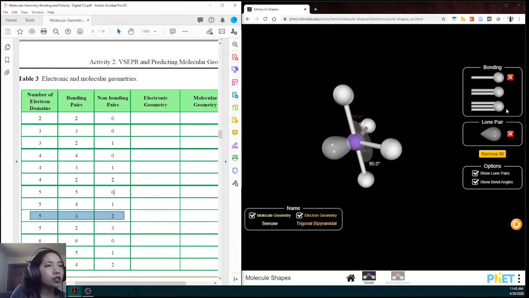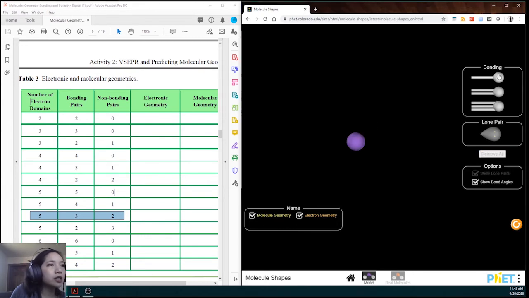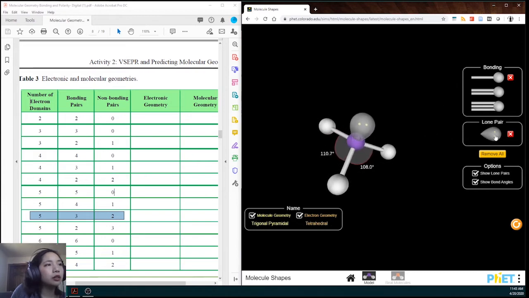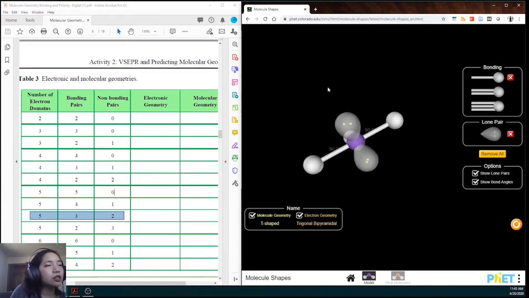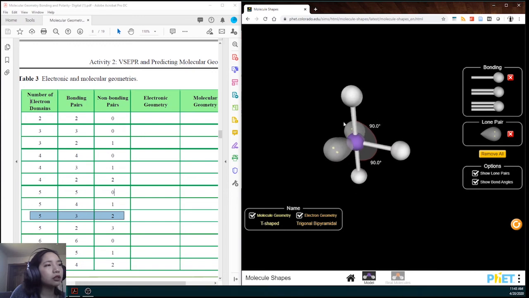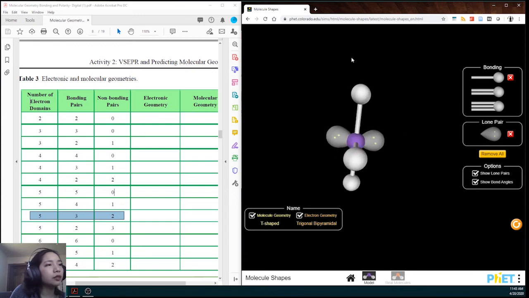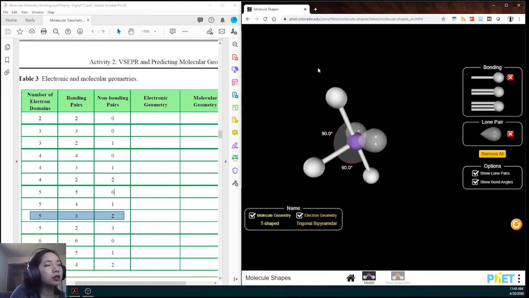Okay. And then next we're still in 5 electron domains, but we want 3 bonding pairs, 1, 2, 3, and 2 lone pairs. So 1, 2. I think it's so cute how it rearranges itself. All right, there are our lone pairs. I can get rid of the lone pairs, and so you can really see the molecular geometry if I remove those lone pairs, and you can see how those lone pairs influence the bond angles.